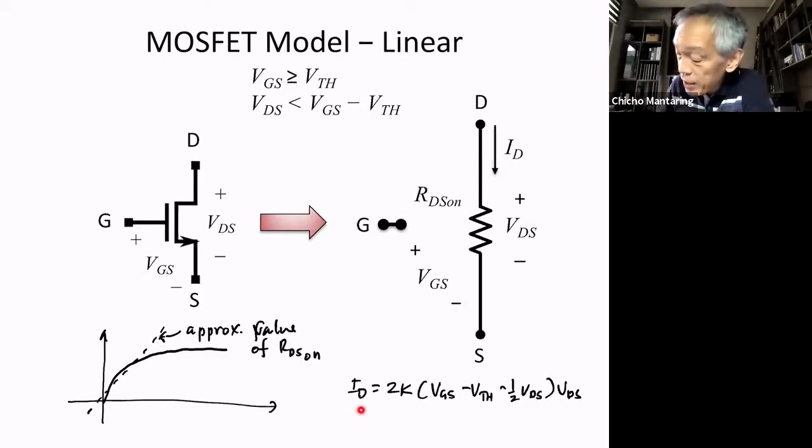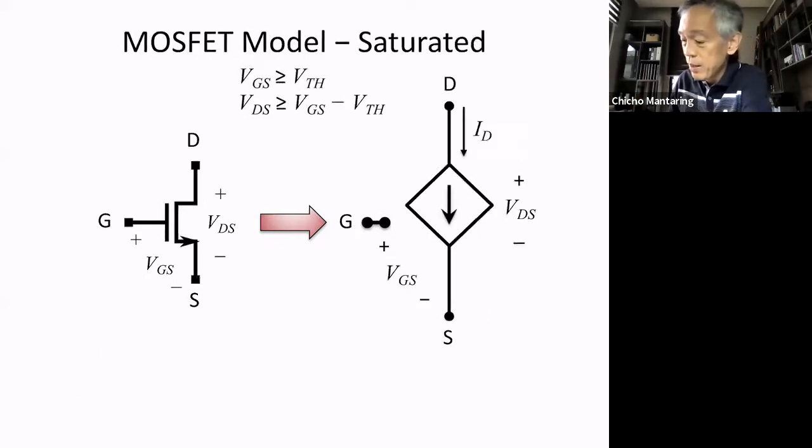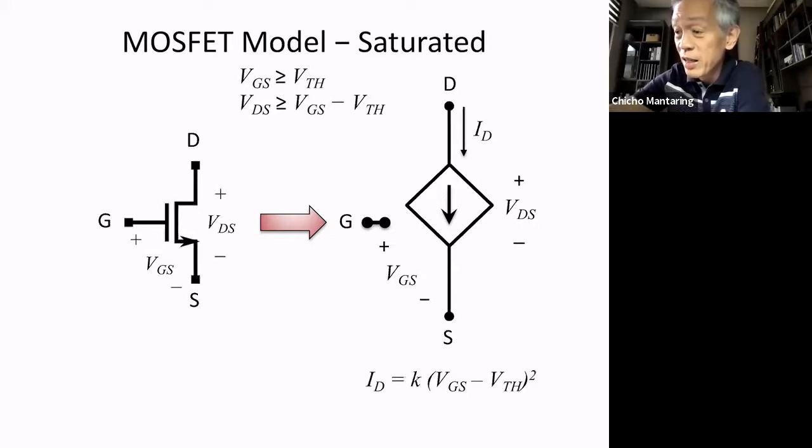Actually, from this equation, depending on the value of VDS, you can get a more exact value of RDS on. This is by differentiating this, by taking the derivative of ID with respect to VDS. That's how you can get a value of RDS. But anyway, let's not go there. Okay, so those are your MOS models. Are there any questions so far?